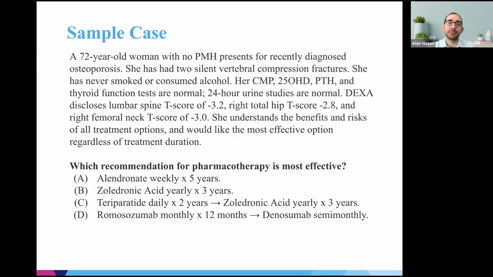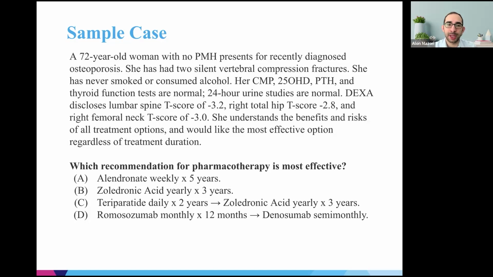Let's use a sample case to put all of this together. A 72-year-old woman with no past medical history presents for recently diagnosed osteoporosis. She has had 2 silent vertebral compression fractures. She has never smoked or consumed alcohol. Her CMP, 25-hydroxyvitamin D, PTH, and thyroid function tests are normal. 24-hour urine studies are normal.